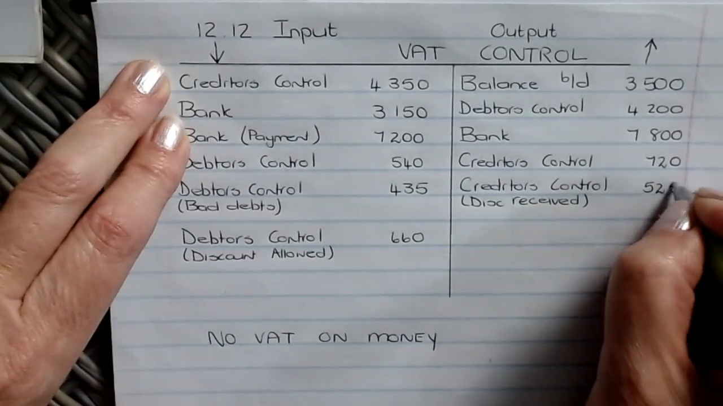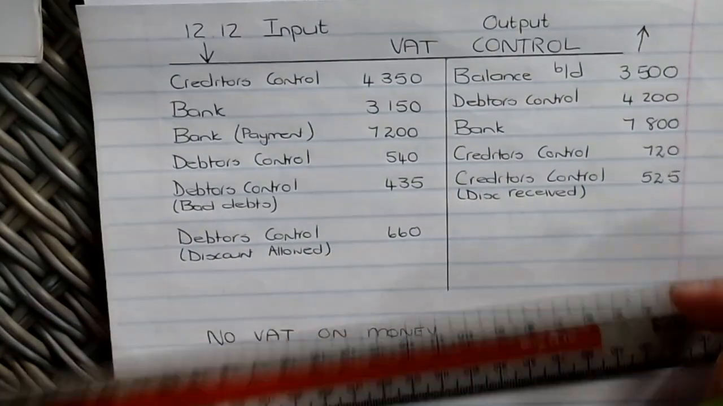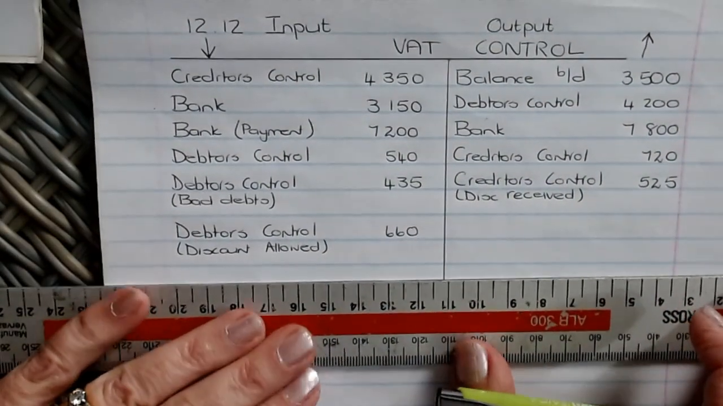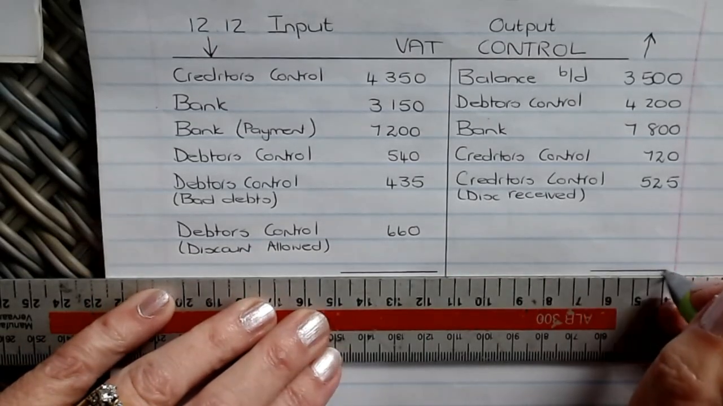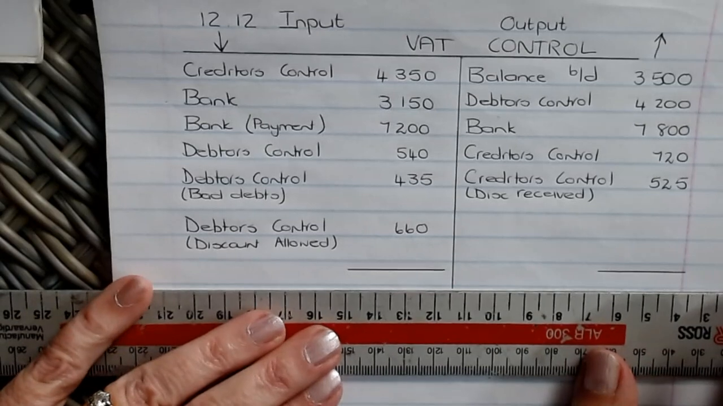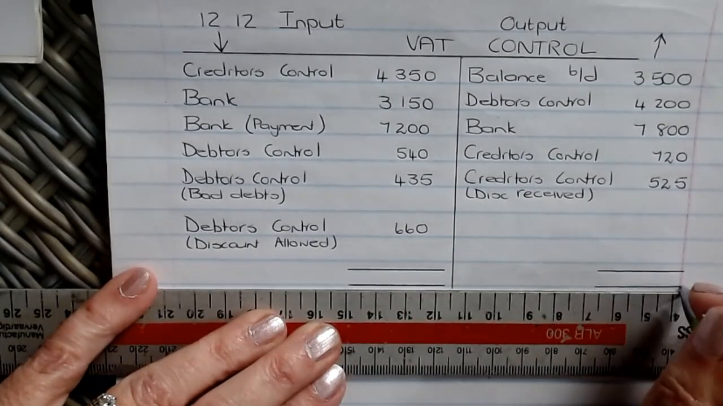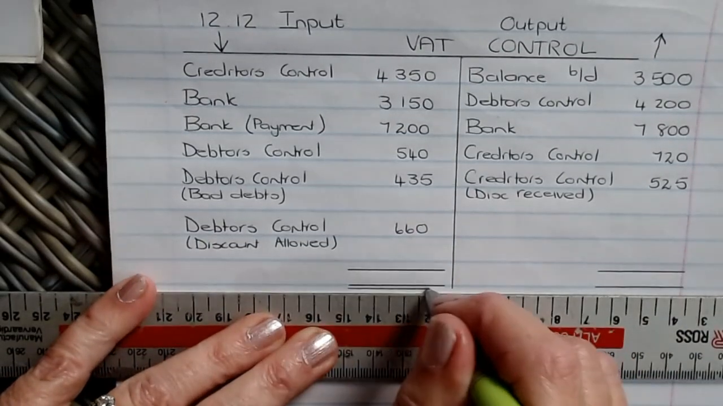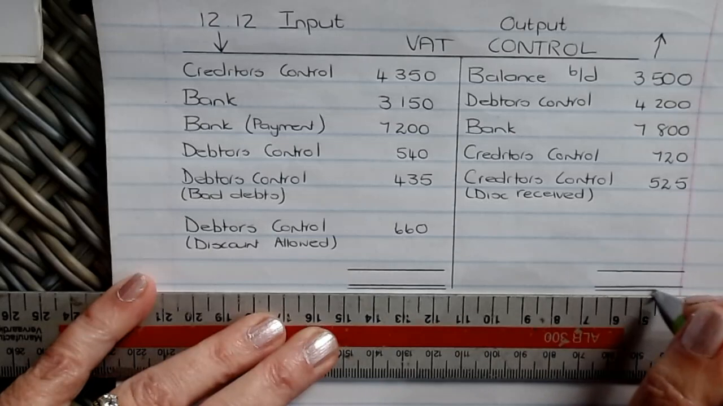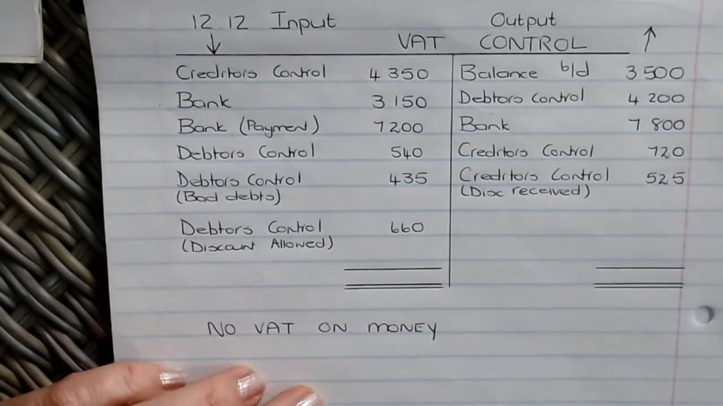And now we need to find out, what do we owe SARS? Or perhaps they owe us. Let's hope they owe us, eh? Let's hope that what we claim back is more than what we charged. Now remember, it can happen that SARS will pay us back because stock that we've bought and that we are claiming the VAT back on is not yet sold.